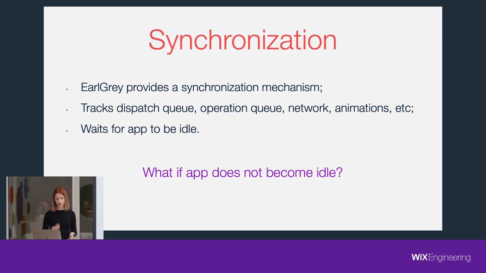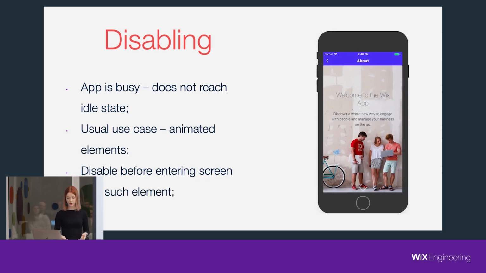Synchronization: Earl Grey automatically waits for the app to be idle by tracking the main dispatch queue, main operation queue, network, animations, and several other signals, and performs interactions only when the app is idle. So what if the app does not become idle? Then you need to disable the synchronization.